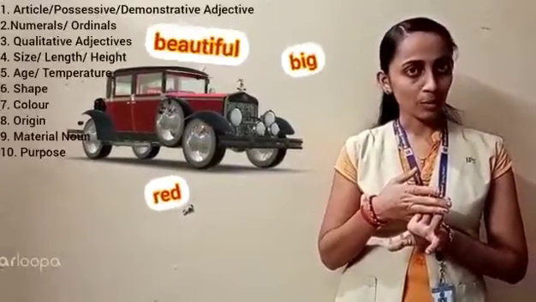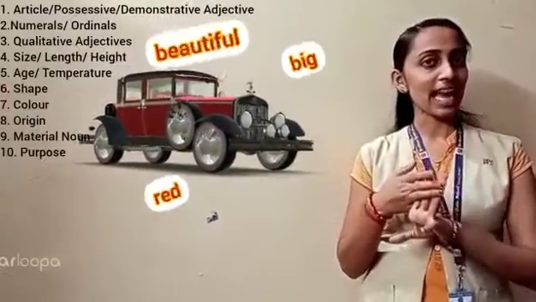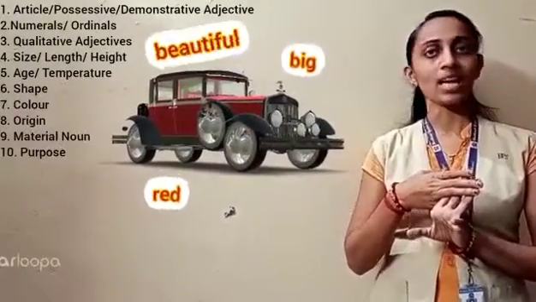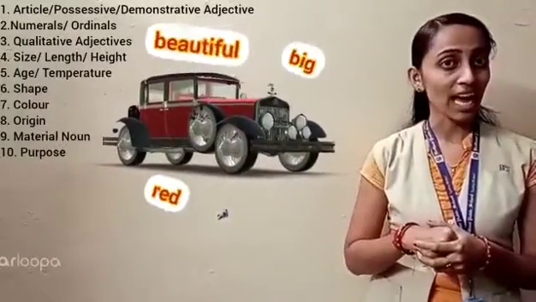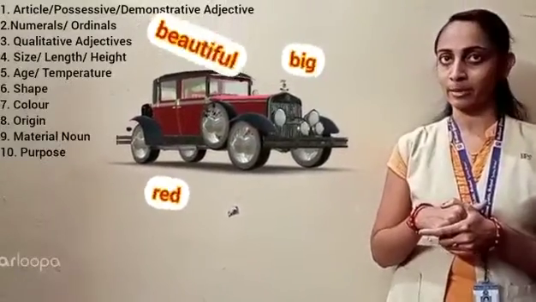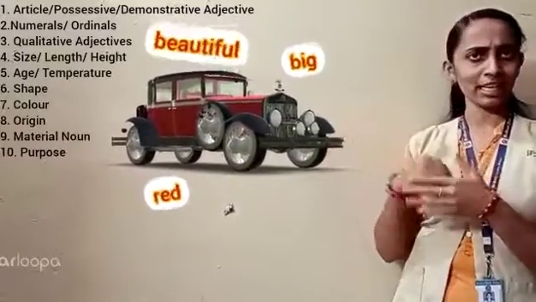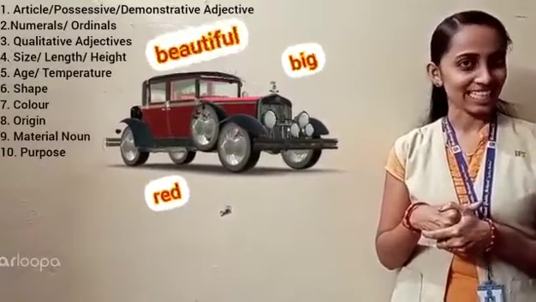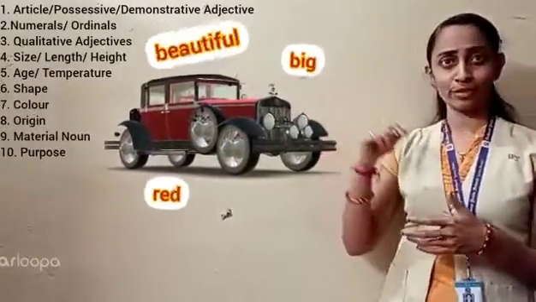So let us take these three adjectives to describe this. And now, according to our sequence chart, let us arrange these three adjectives in a correct order. According to our sequence chart, articles come first, but we don't have any article or possessive adjective or demonstrative adjective here. And then come numerals or ordinals, and we don't have any. And then comes qualitative adjective or opinion. And yes, we have a qualitative adjective, beautiful. So let us place beautiful first.